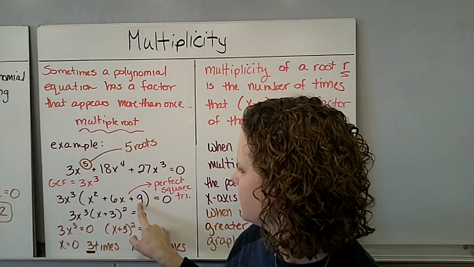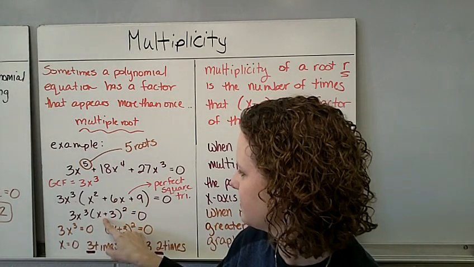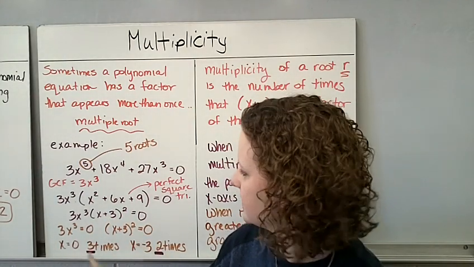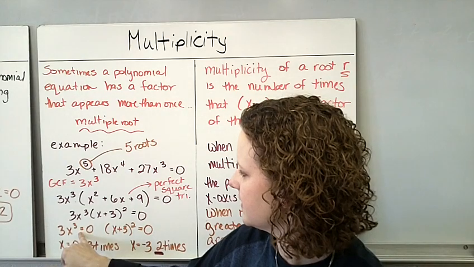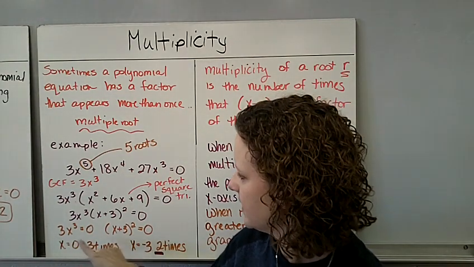That's a perfect square, that's a perfect square, that is 2 times a times b. So x plus 3 quantity squared. I set everything equal to 0 and solve for x: 3x to the 3rd equals 0, and x plus 3 quantity squared equals 0.